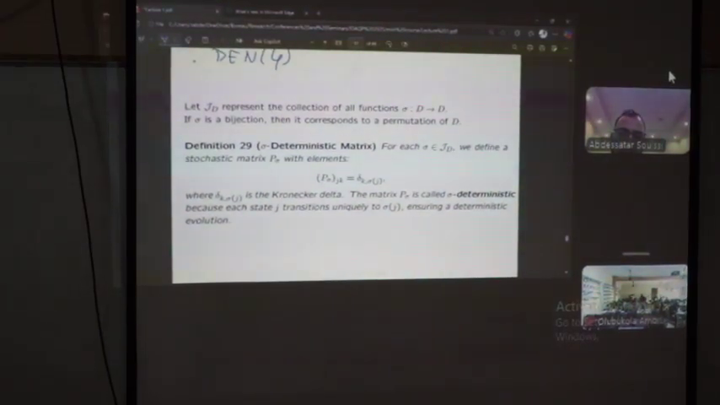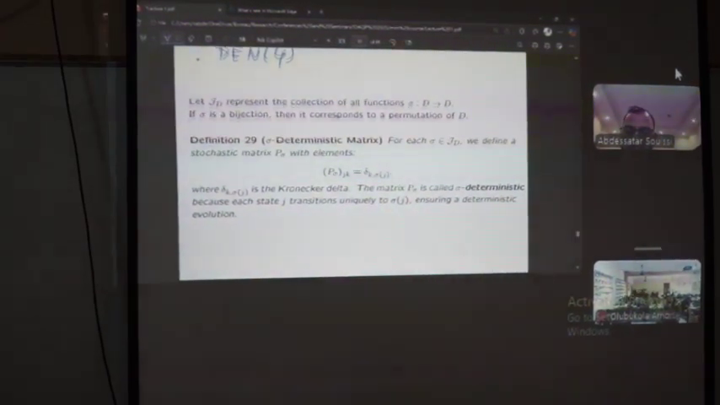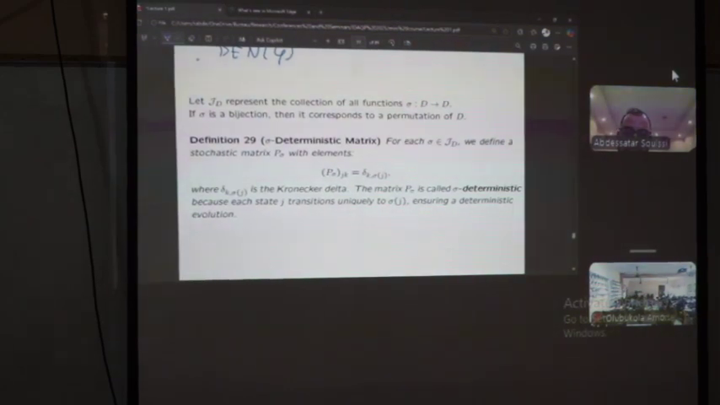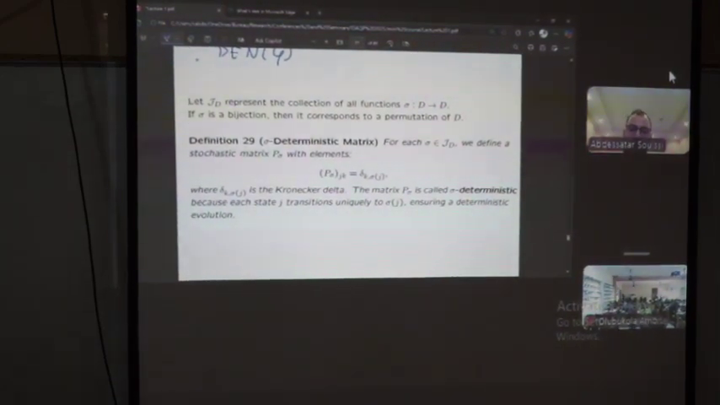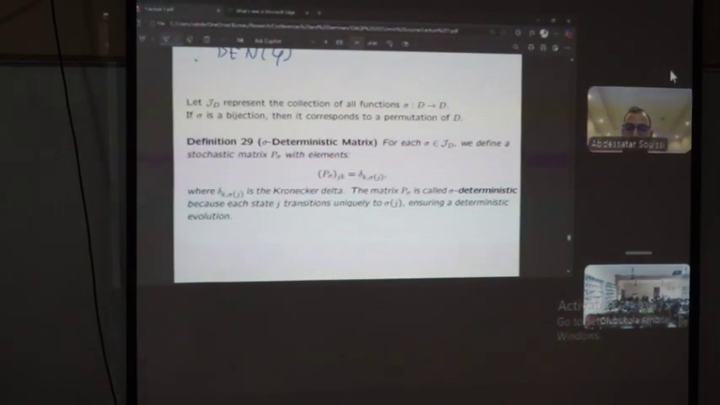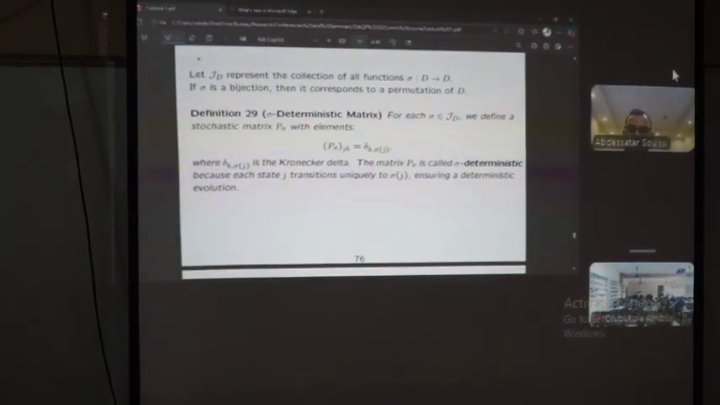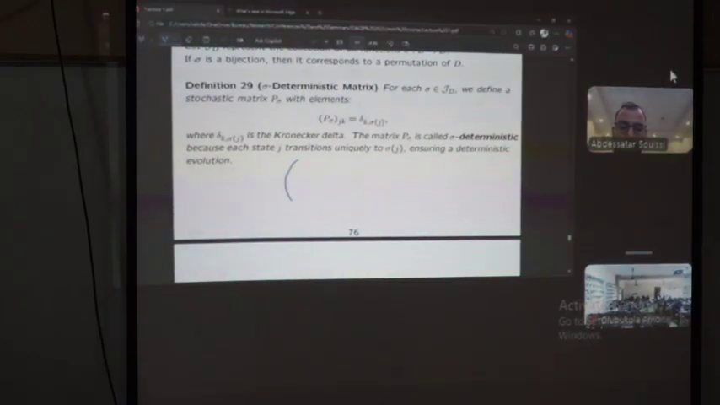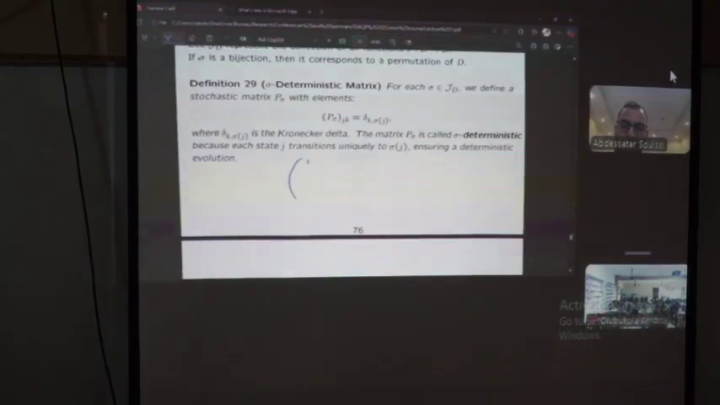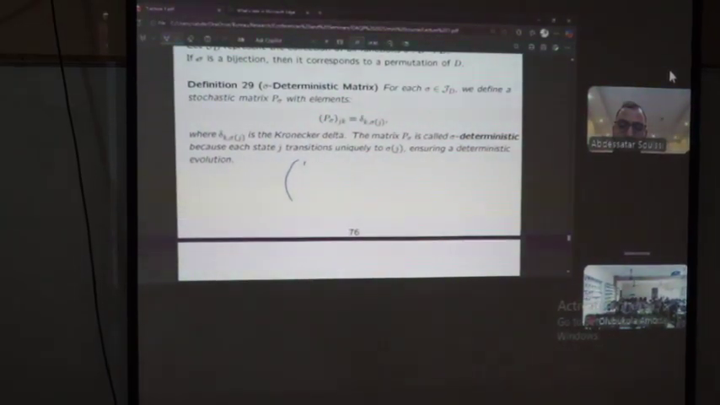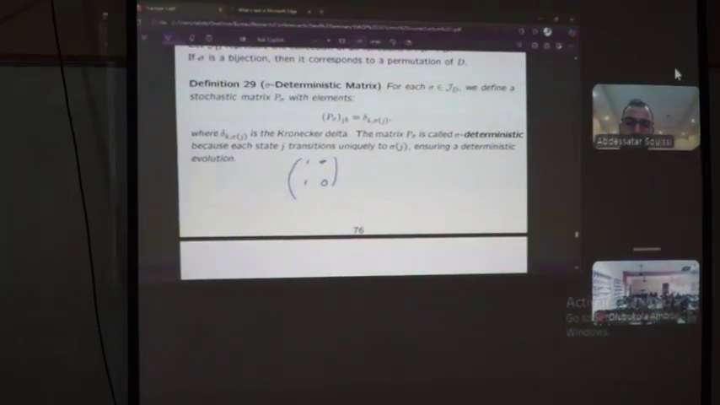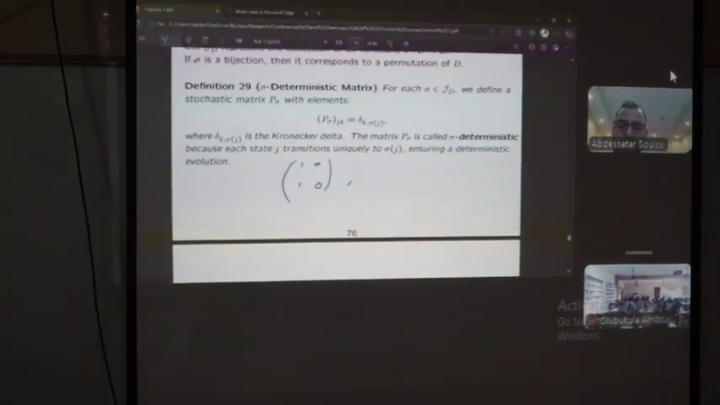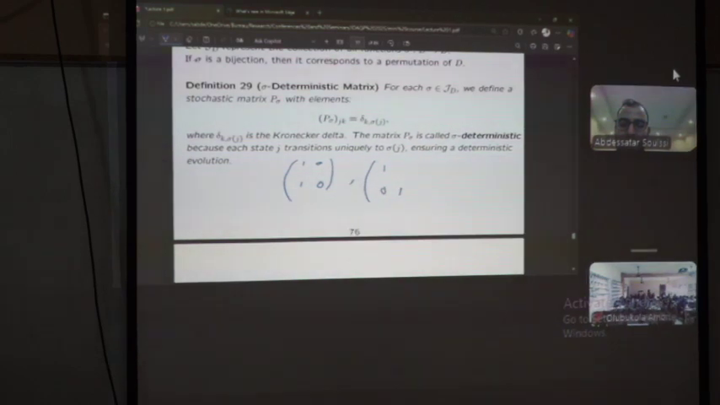Therefore, they consider the case for matrices which are deterministic, so-called deterministic stochastic matrices, for which we have only one non-zero entry in each matrix line. For example, this one is deterministic also. This one, 2 by 2. This is one.